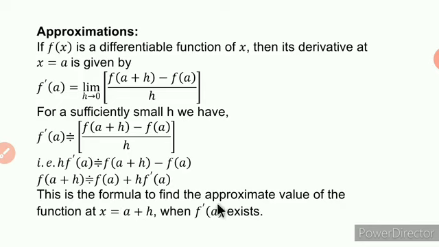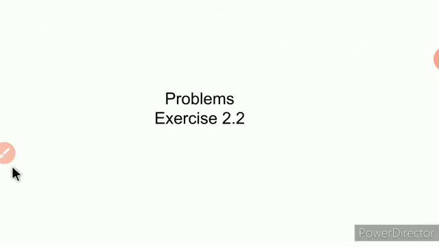And this is the formula to find the approximate value of the function at x is equal to a plus h when f dash of a exists. So students, to find the approximate value, we remember that formula. Now we solve some examples from our exercise 2.2. See the first example.